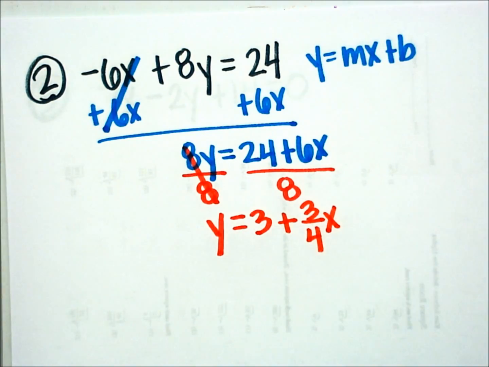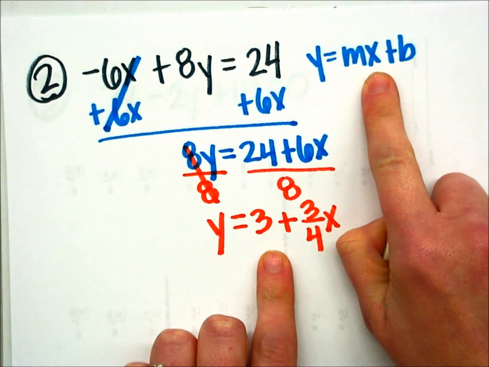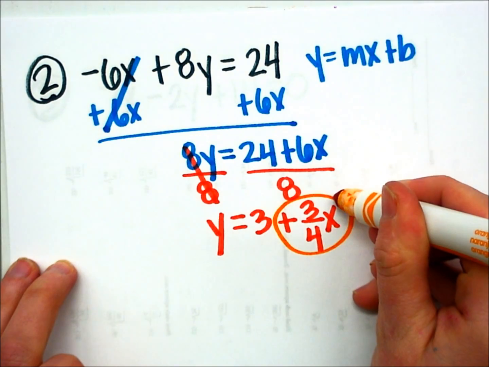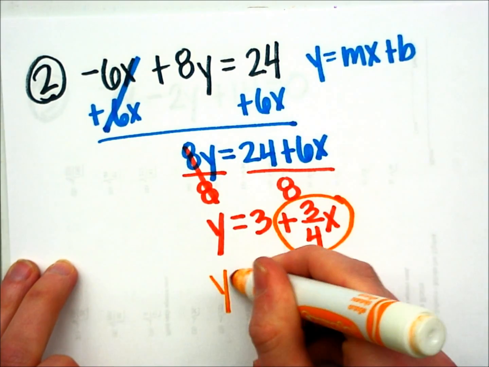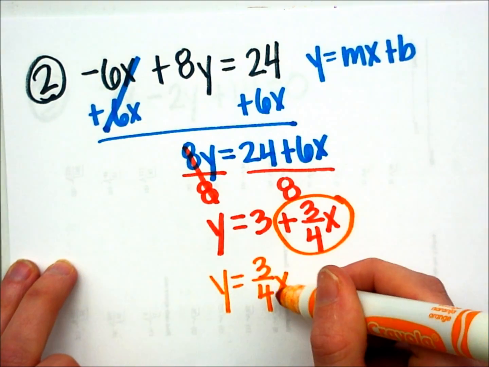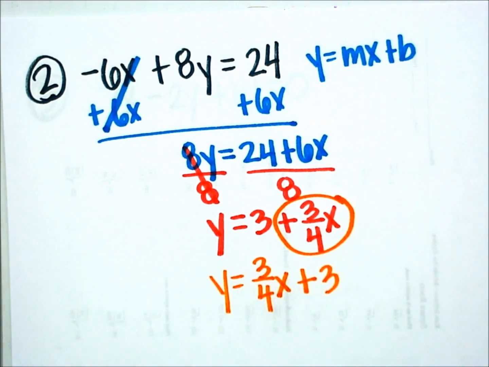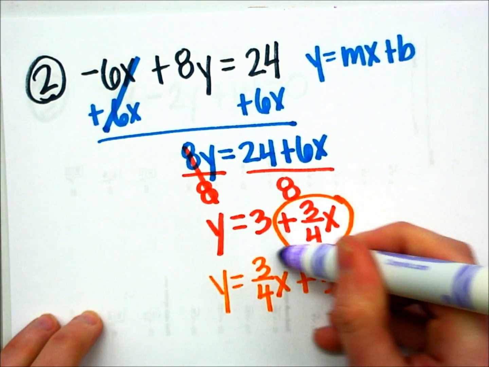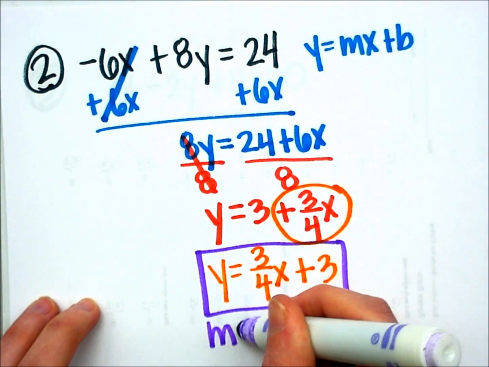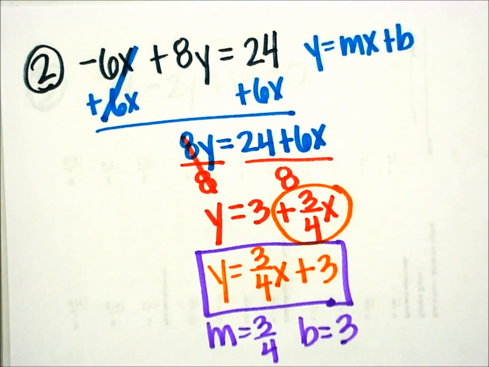In this problem, this isn't slope-intercept form because I don't have it in mx plus b. So I need to do the flip-flop. I'm going to circle that plus 3/4 x. Plus 3/4 x is the same as positive 3/4 x. This 3 is positive, so that's the same as plus 3. So the answer is y equals 3/4 x plus 3. Here my slope is 3/4 and my y-intercept is positive 3.